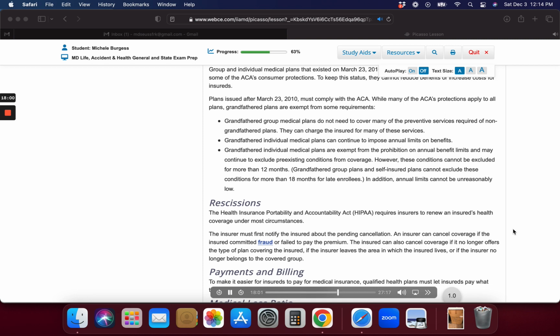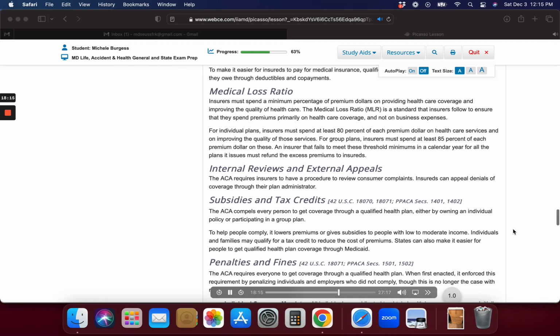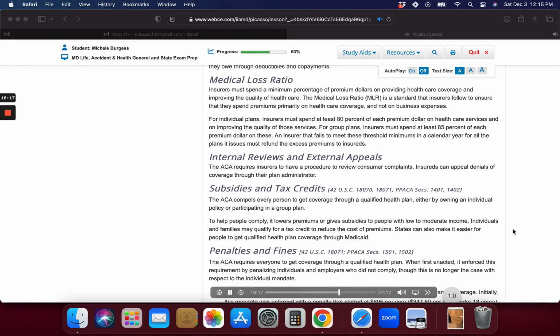Payments and billing. To make it easier for insureds to pay for medical insurance, qualified health plans must let insureds pay what they owe through deductibles and copayments. Medical loss ratio. Insurers must spend a minimum percentage of premium dollars on providing healthcare coverage and improving the quality of healthcare. The medical loss ratio, MLR, is a standard that insurers follow to ensure that they spend premiums primarily on healthcare coverage, and not on business expenses.